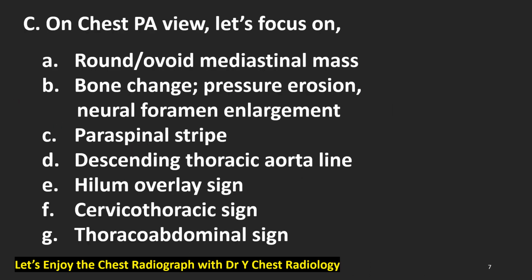When looking for paravertebral compartment lesions on chest radiograph, let's focus on: A. Round ovoid mediastinal mass. B. Bone changes such as benign pressure erosion or enlargement of the neuroforamen. C. Paraspinal stripe obliteration, especially on the left side. D. Descending thoracic aorta line. E. Hilum overlay sign. F. Cervicothoracic sign. G. Thoraco-abdominal sign.